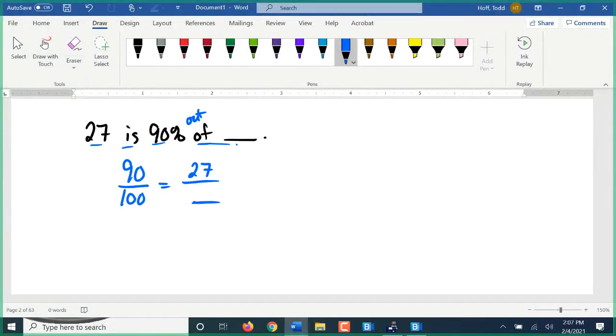So now we've got the numbers in there. We can go ahead and cross multiply and divide. Now they're in a different spot. The missing number's in a different location, but it's still going to be cross multiply and divide. We find the two numbers that are diagonal. In this case, it's the 100 and the 27. 100 times 27 is 2,700. So we multiplied those two. Now the number that's diagonal with our missing number is the 90. So we're going to divide by the 90, giving us 30. 27 is 90% of 30.